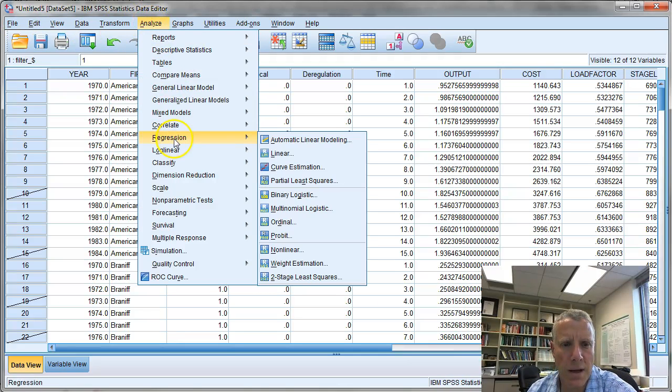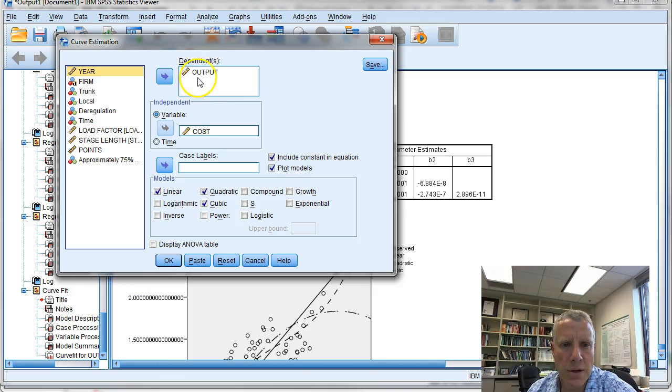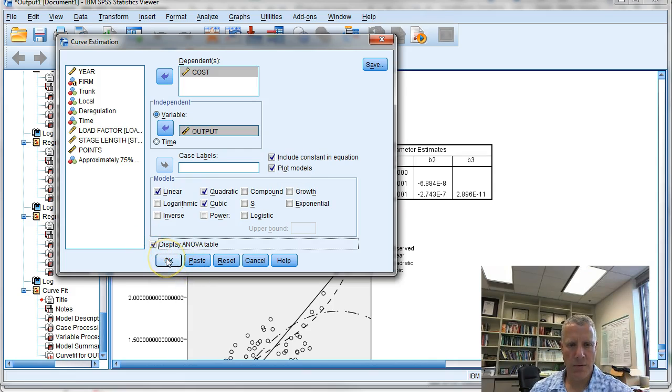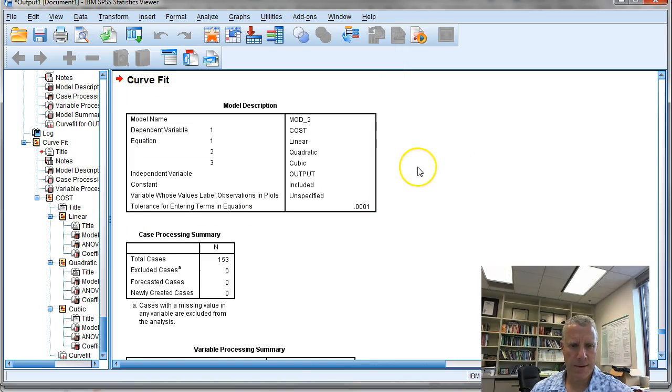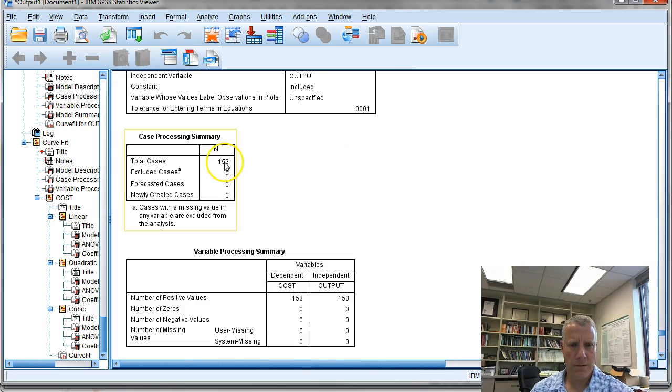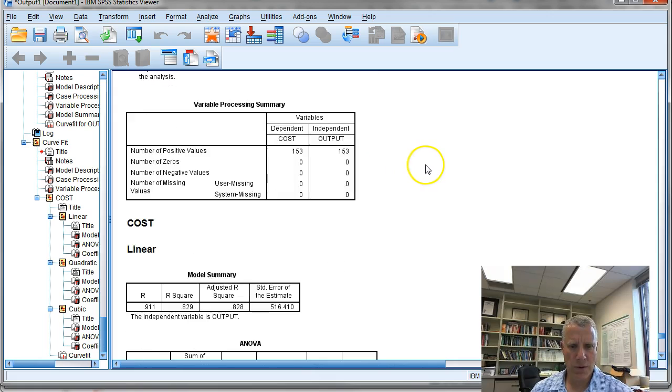So let's go back and analyze, regression, curve estimation. I put output as the dependent variable, cost as independent, and y'all know that it should be the other way around. Cost is the dependent and output is the independent. So let's display the ANOVA table too. So click OK. We've got 153 cases. Y'all have more than that.